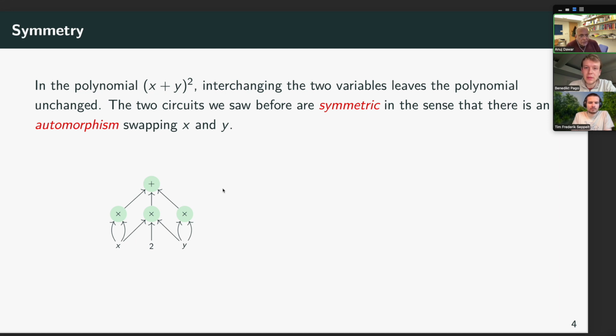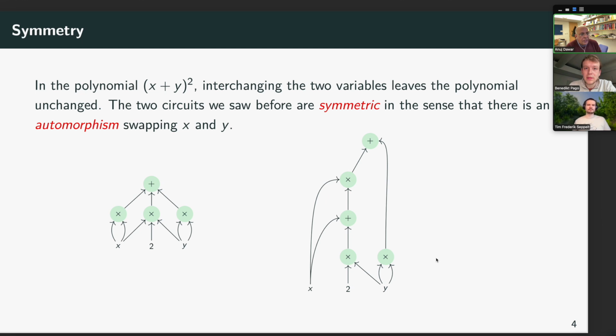There are other ways of computing this polynomial. Here's another example. It still computes the same polynomial, but this one is not symmetric in the sense that when interchanging x and y, there is no automorphism of the circuit, which you can easily see because this multiplication gate has two inputs, both from the variable y, but there is no gate with two inputs from the variable x, right? So there is no permutation of the gates which will leave this unchanged while exchanging x and y. So the left-hand side is a symmetric circuit for computing this polynomial. On the right-hand side, we have a circuit which is not symmetric.